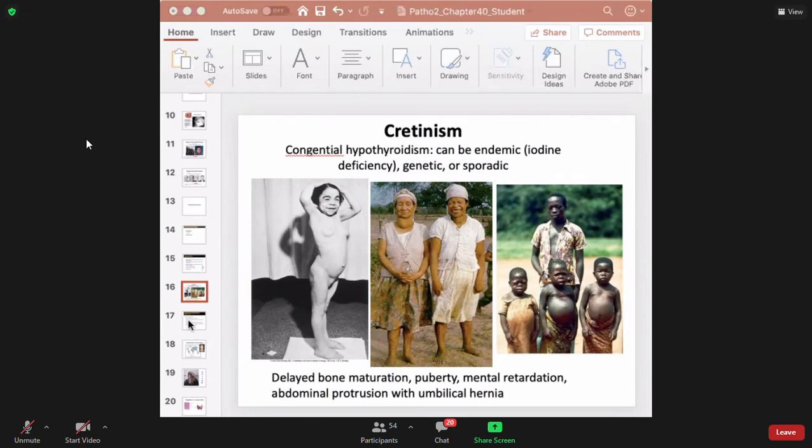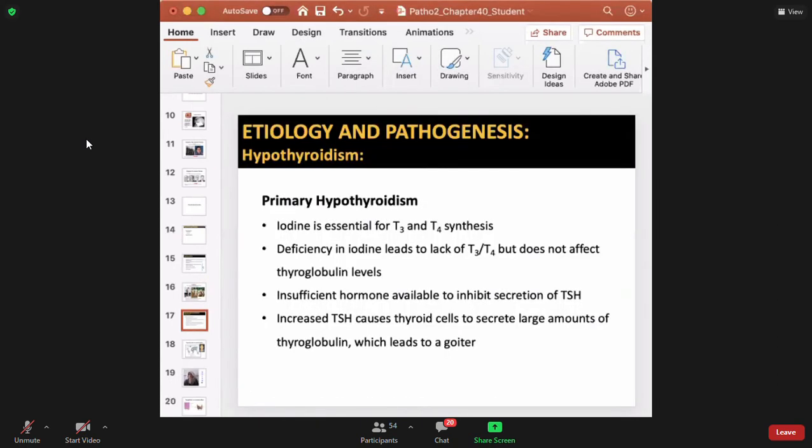So either way, early diagnosis is essential, right? So early treatment is essential. You want to be able to treat before 3 months, because if you do, growth and development can actually happen normally for these children. If not, they're going to have these skeletal abnormalities. But typically the skeletal abnormalities can improve with treatment.